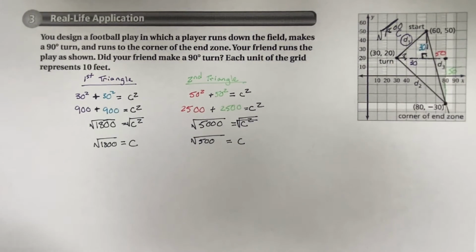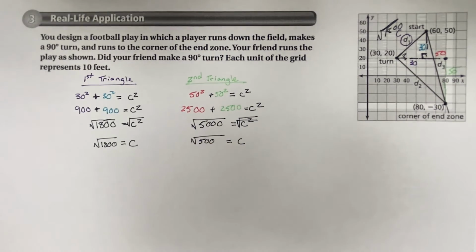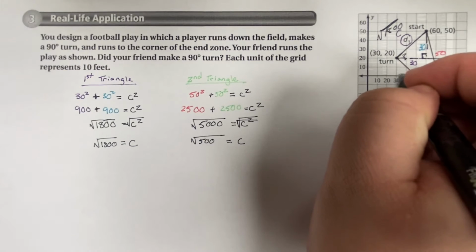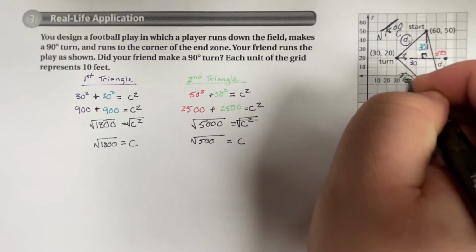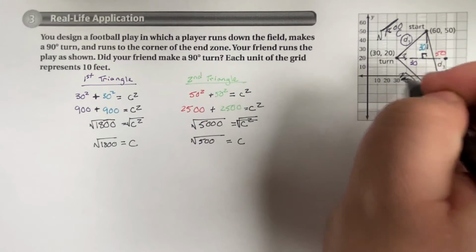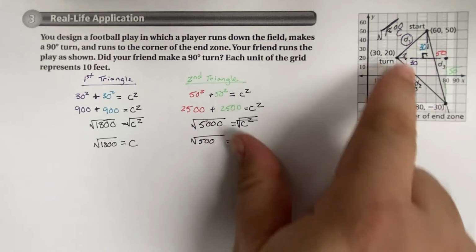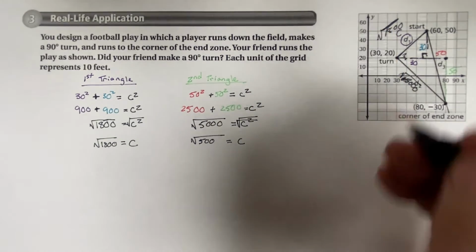Now, I'm using the A squared plus B squared and keeping the C squared, and it can be confusing because we could forget, which is why I am actually writing them up here. We got to keep track of what each one is. Sorry, that's 5,000. Why did I write 1,500? There we go. All right, so square root of 5,000, square root of 1,800.